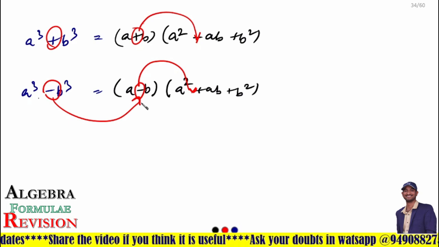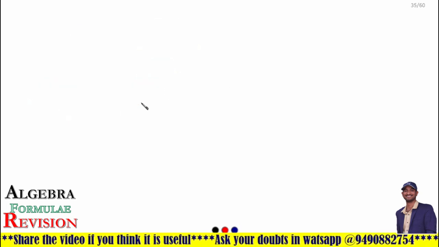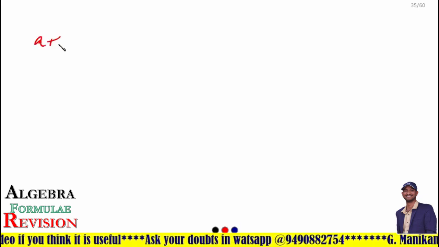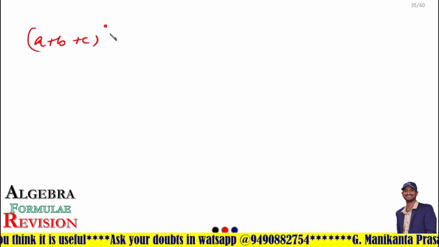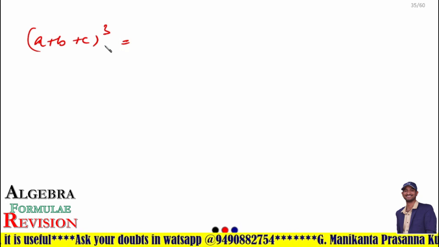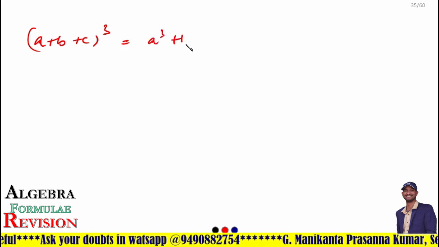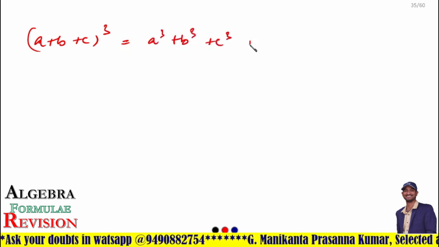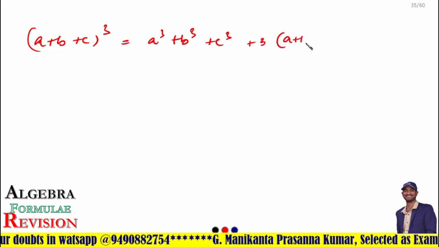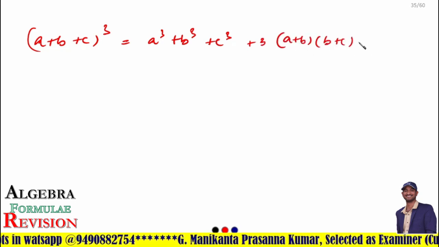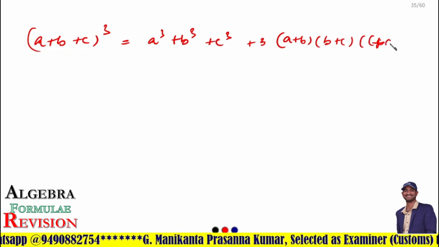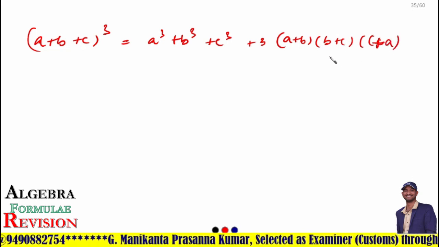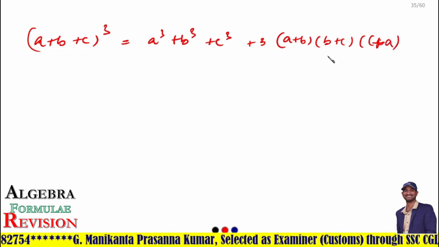And next important, very important for CGL mains exams, that is 3 variables cubic identities. One is (a + b + c) whole cube. What is the formula for (a + b + c) whole cube? a cube plus b cube plus c cube plus 3 into (a + b) into (b + c) into (c + a). So this is the direct formula for (a + b + c) whole cube.